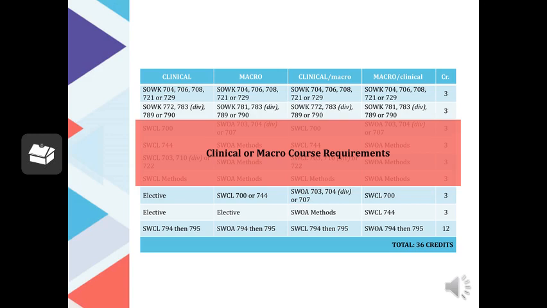All clinical students, regardless of specialization, will have to take SWCL 700 and SWCL 744 at some point during their time here. All macro students will have to take either SWOA 704 or SWOA 707 at some point during your time here. So when you look through all of the different specializations on the curriculum overview, you'll notice that that has a big overlap. In order to take most of the methods courses, students would need to have taken their first semester or first year of foundation field.